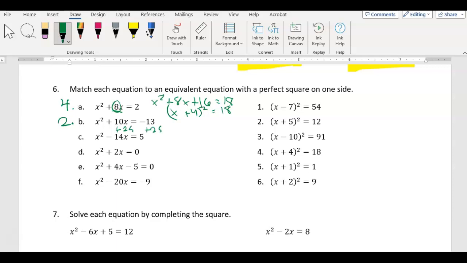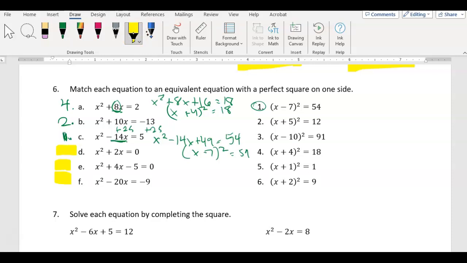I'm going to do one more for you, and then you need to do the rest. So half of 14 is 7. 7 squared is 49, so this would be x squared minus 14x plus 49 equals 5 plus 49 is 54. And so then this would be x minus 7 squared equals 54. See that as number 1. Okay, so I've done half of them for you. You can do D, E, and F. Remember, you need to find half of the middle term and add that to both sides. All right, be careful with this one because you'll need to move that to the other side first so that you get it out of the way.